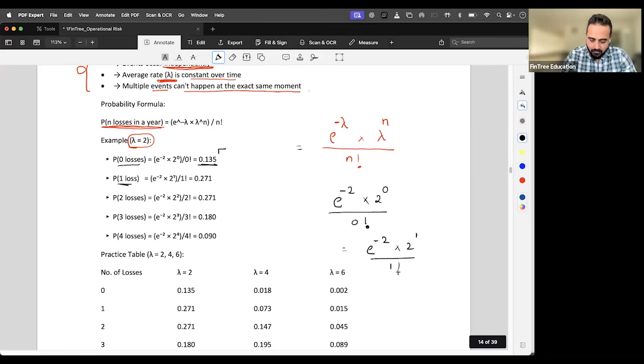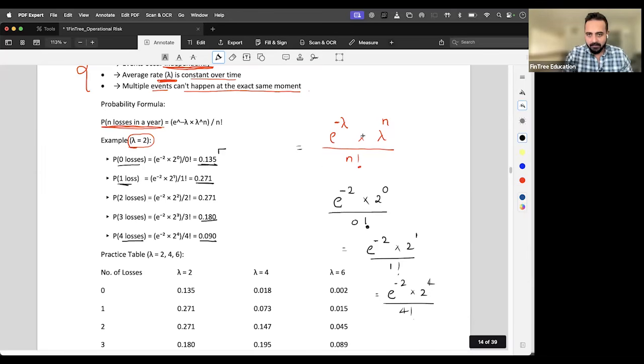RCL1 into RCL2 divided by RCL3, I'm getting 27%. What is the probability of having 4 losses? Okay, so e raised to minus 2 into 2 raised to 4 divided by 4 factorial. RCL1 is the same, 2 raised to 4 STO2, 4 factorial STO3, RCL1 into RCL2 divided by RCL3 gives me about 9% probability. Okay, so hopefully you're getting a perspective of how that Poisson distribution is working.